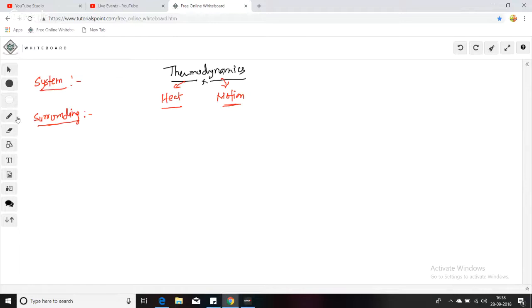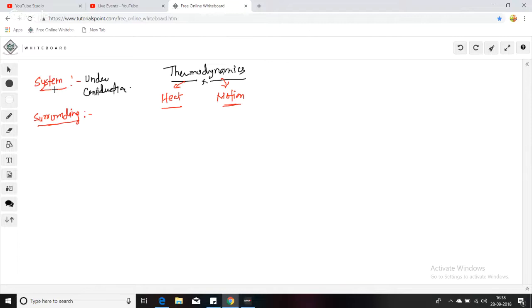System is anything which is under consideration. Suppose I take one pen or marker or a notebook, and we are talking about that particular pen, for instance its energy at this height or that height. Suppose you're talking about any object, then that object at that point of time becomes the system for us, and every other thing is surroundings.